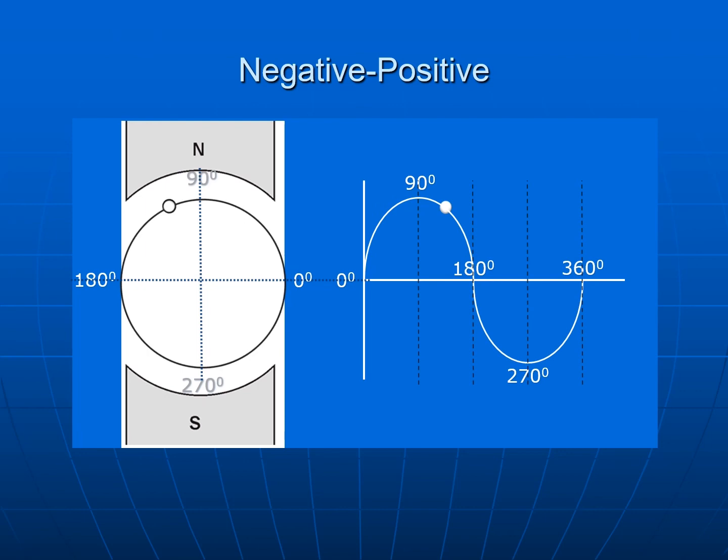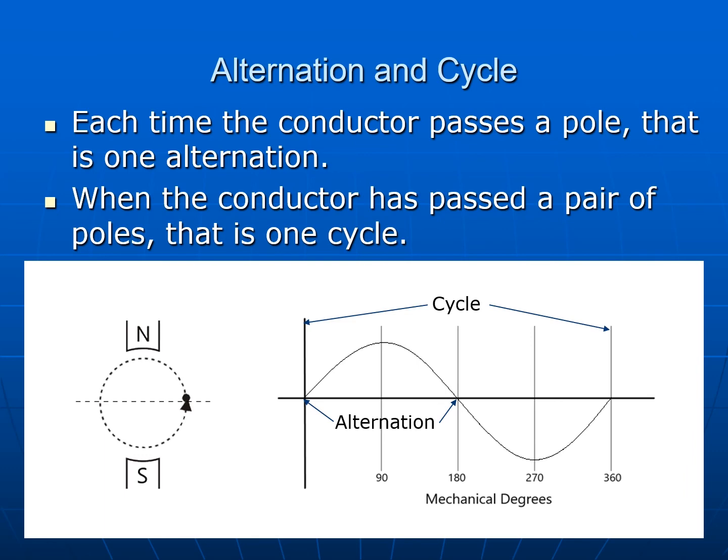Every cycle has 2 zeros, where my voltage being created is at 0, and every cycle has 2 peaks, one positive peak and one negative peak. So each time the conductor passes a pole, that's considered to be one alternation. So when I go from 0 to 180 degrees, I pass by the North Pole, that is considered to be one alternation, and as I go from 180 degrees back up again to 0 on the negative side, that's considered to be a second alternation. So I can have 2 alternations back to back, one positive and one negative. And both those 2 alternations put together is what we call an electrical cycle. This creates 360 electrical degrees of generation.